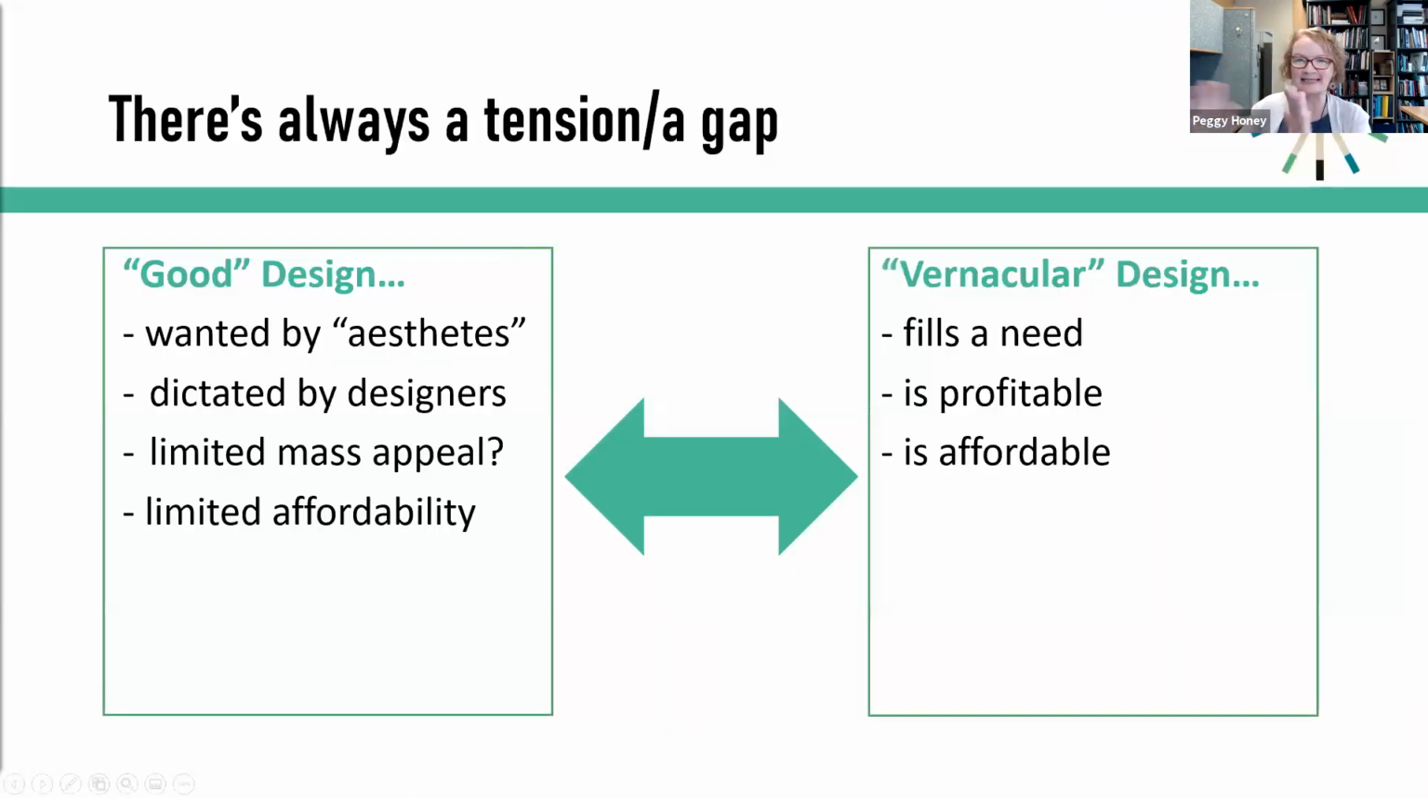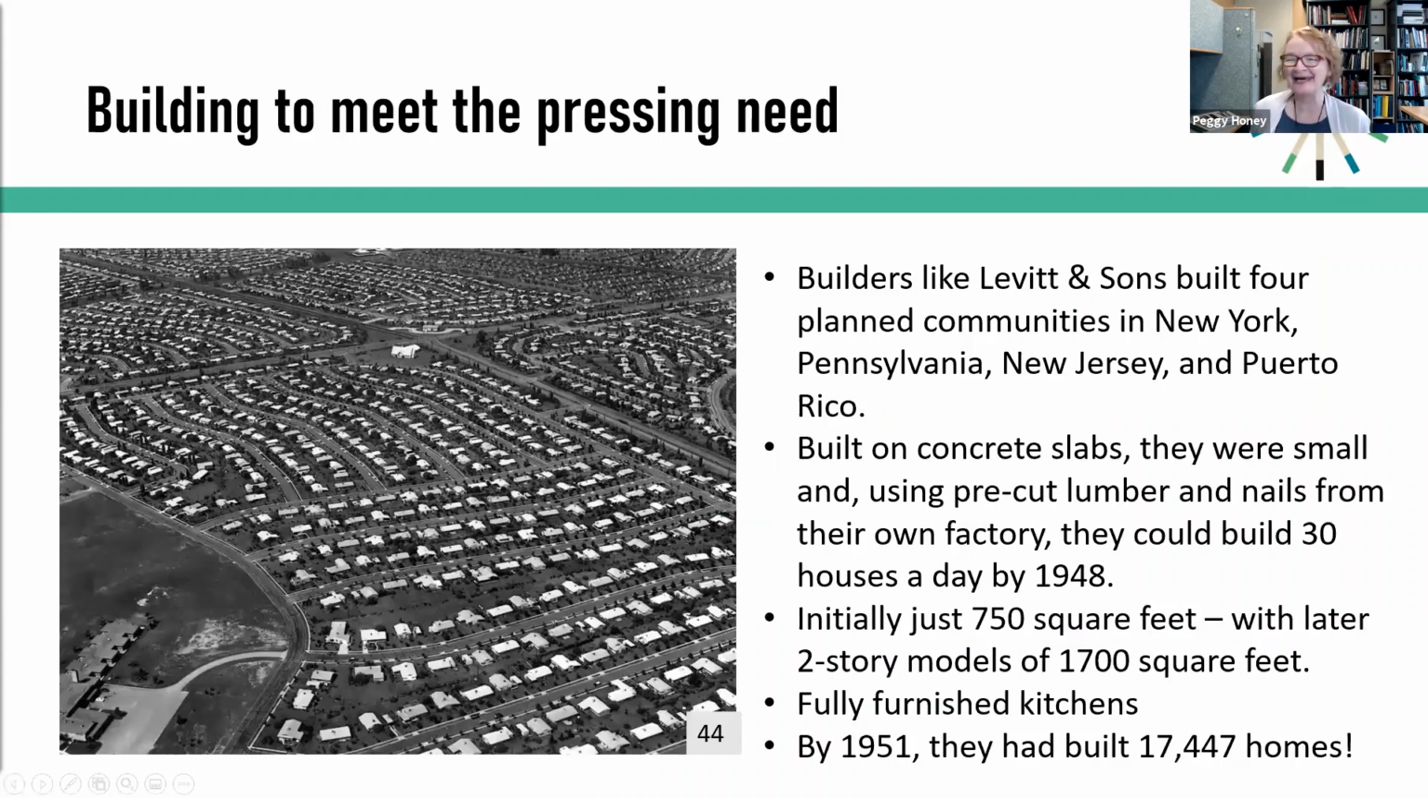Okay, so once again, that's our good design side of this tension, right? But there's this real massive immediate need for housing. And so American industry jumped in to meet the need and to make money in the process. So now we're going to turn to the sort of vernacular side of affordable housing for the millions. So here we are. This is a development by Levitt and Sons.